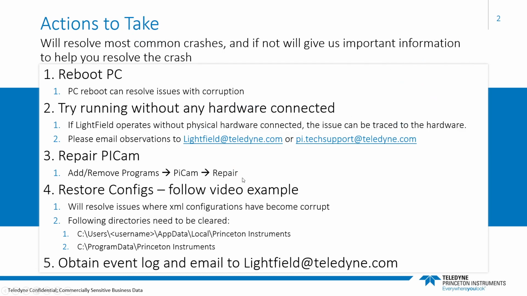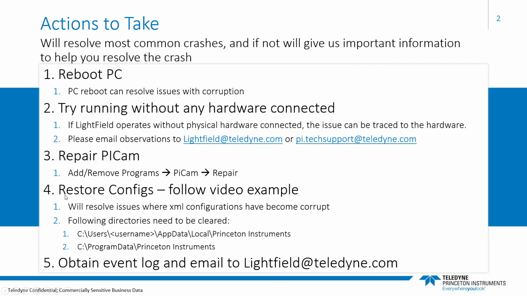The next step, if that doesn't work either, is to restore configs, and I'm going to show you an example of what I'm talking about in this video right here. This is going to resolve issues where XML configurations have become corrupt. You have some 0-byte XML files that can't be read by the software and are causing the crash. These following directories need to be cleared: your user directory, AppData, Local, Princeton Instruments, and then ProgramData, Princeton Instruments in your C drive.